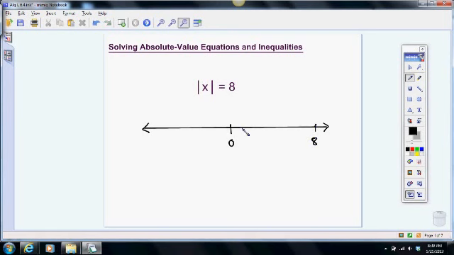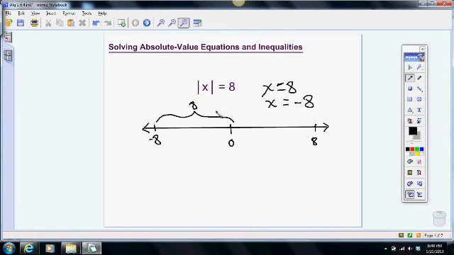Obviously, if you look at the distance from 0 to 8, that's equal to 8. So x has to be 8. The absolute value of 8 equals 8. But if you think about it, if you're talking about a negative 8, there's still 8 units from negative 8 to 0. So x can also equal negative 8. Sometimes people think of absolute value as always being positive, and that's true. I'm sorry, this should say negative 8.